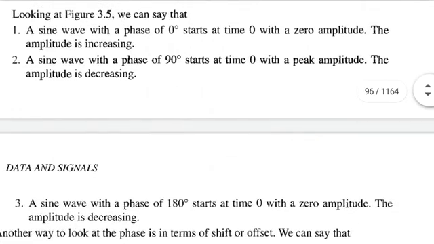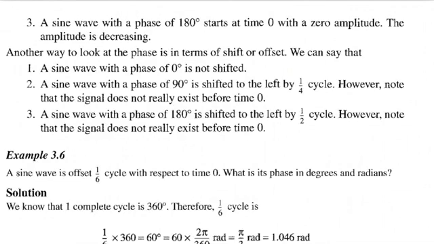Looking at the figure, a sine wave with a phase of 0 degrees starts at time 0 with a 0 amplitude. The amplitude is increasing. Second, the sine wave with a phase of 90 degrees starts at time 0 with peak amplitude and the amplitude is decreasing. Third, a sine wave with a phase of 180 degrees starts at time 0 with a 0 amplitude. The amplitude is decreasing. Another way to look at the phase is in terms of shift or offset.